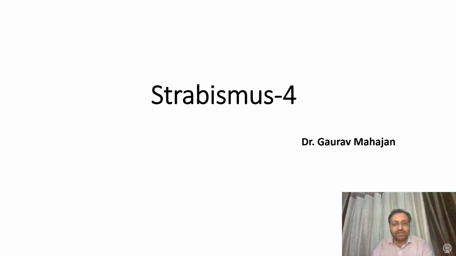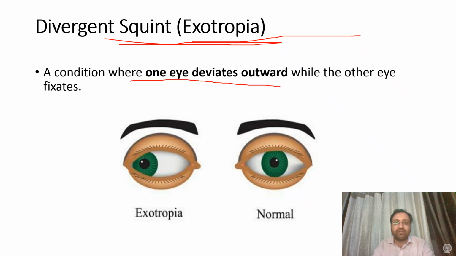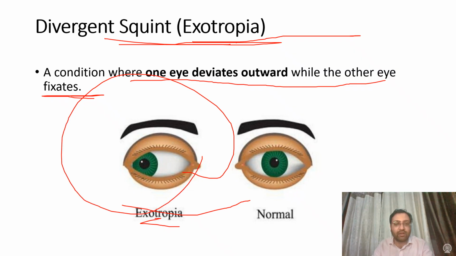Hello everyone. So let us continue with the fourth presentation in the Strabismus series. So let us today discuss something about divergent squint, that means exotropia. So what is exotropia? It is a condition where one eye deviates outward while the other eye fixates. This is very important. Now you can see here, this is exotropia and this is a normal eye. So here the one eye deviates outwards while the other eye fixates.